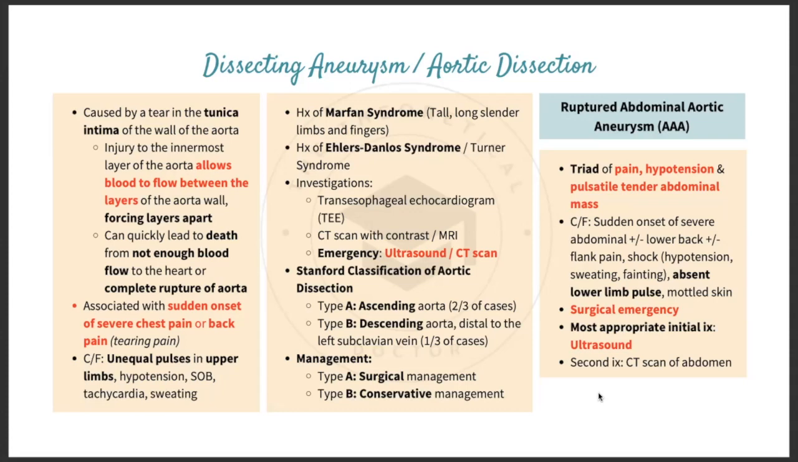And it's important to know this Stanford classification of aortic dissection. Important in the sense of what type of management you would give. So if it's type A, whereby the ascending aorta is affected, which is in 2/3 of all the cases, then you would opt for a surgical management. If it's type B, whereby the descending aorta is the one affected, and the descending aorta is distal to the left subclavian vein, then you opt for conservative management. So that's for dissecting aneurysm or aortic dissection.